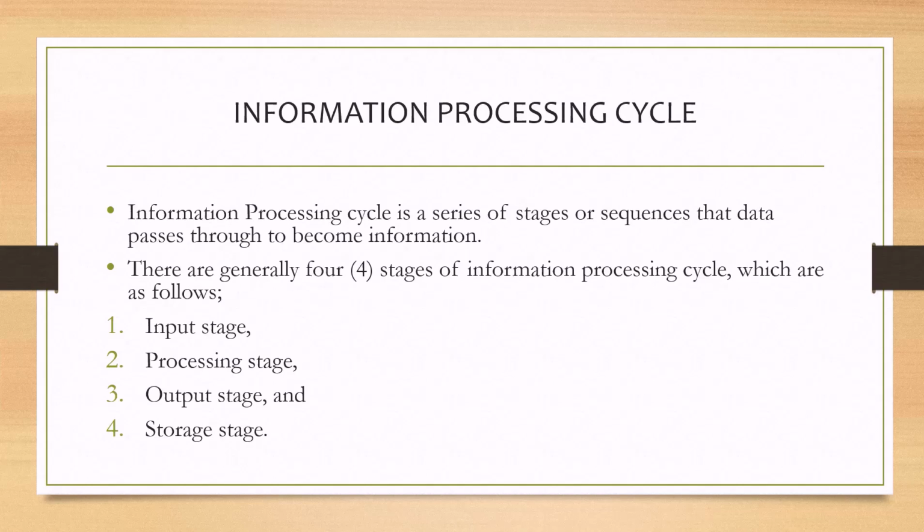Information processing cycle. The information processing cycle is a series of stages or sequences that data passes through to become information. There are generally 4 stages of the information processing cycle, which are as follows. 1. Input stage. 2. Processing stage. 3. Output stage. And finally 4. Storage stage.